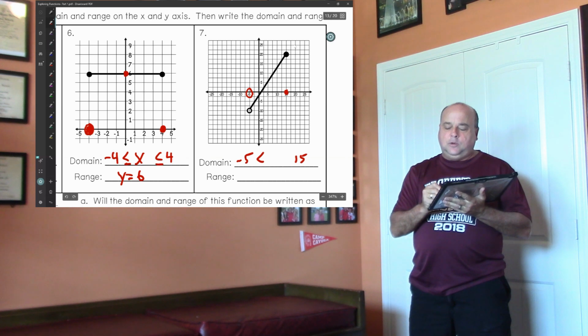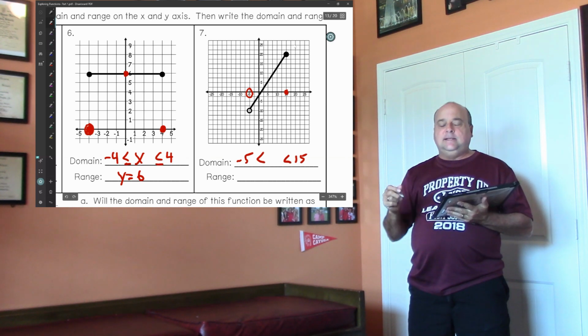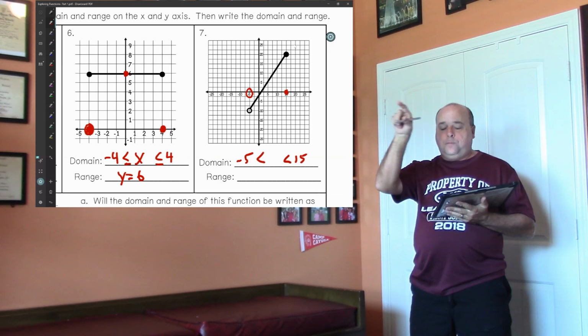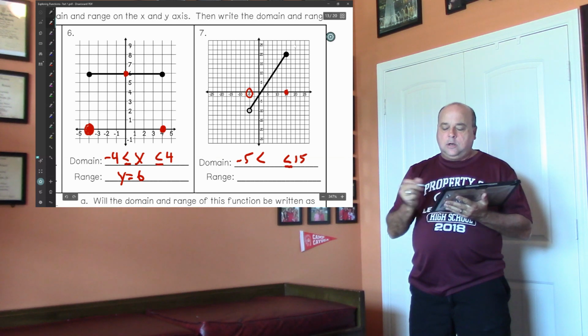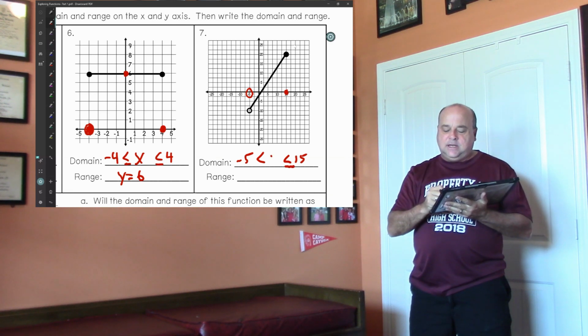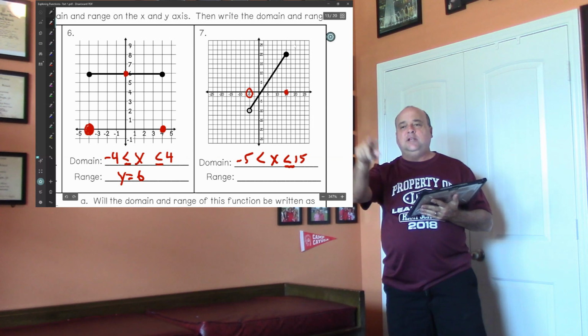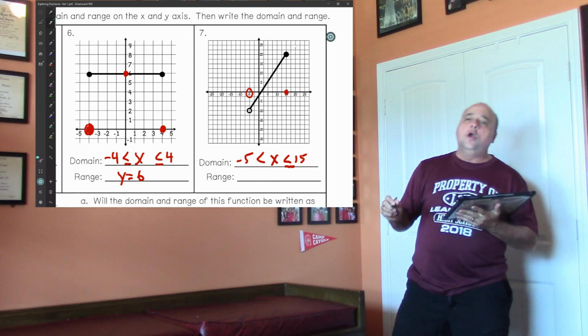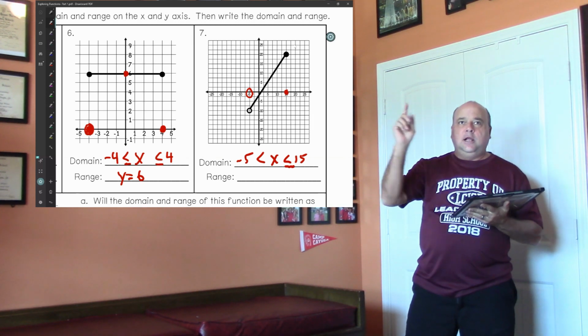Put less than symbols. And now then, which one needs an equal sign? The negative 5 is open, but the 15 is closed. Close the dot and put the letter x in. That's how you write down the domain between negative 5 and 15. Let's continue on.